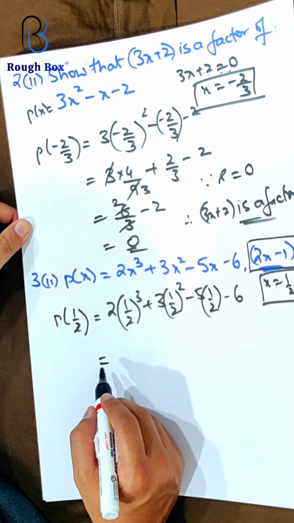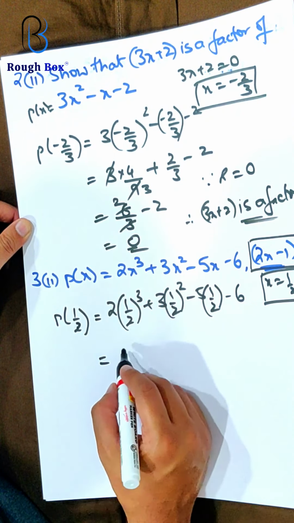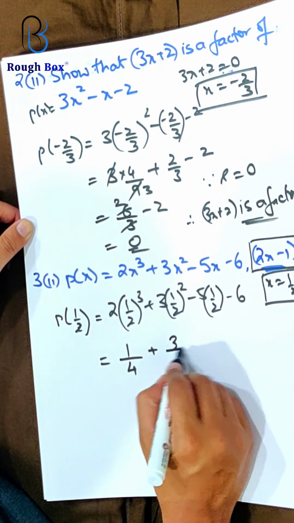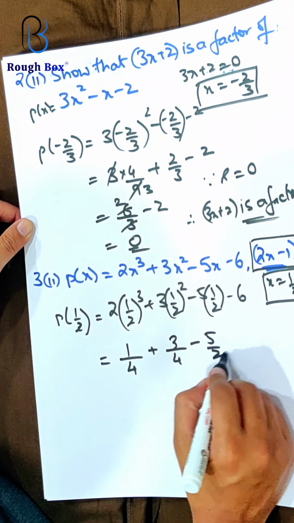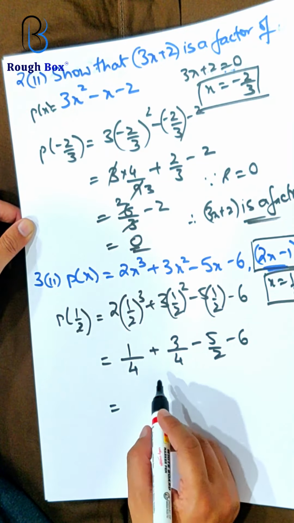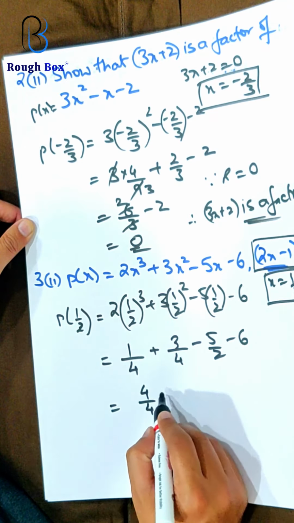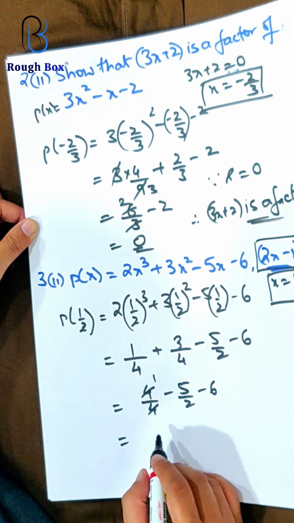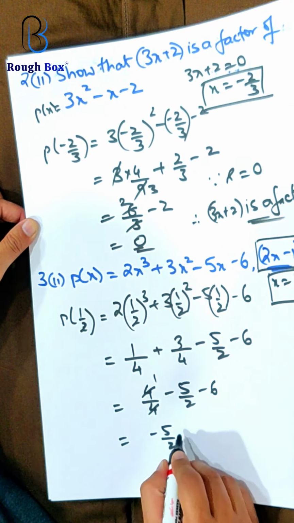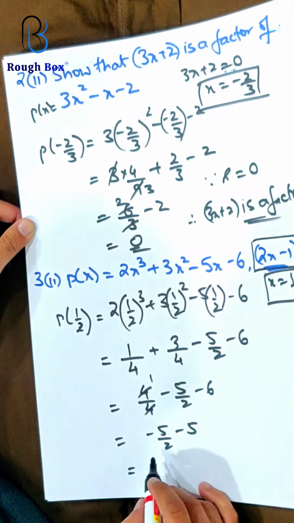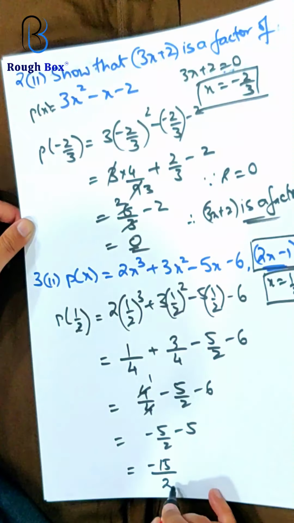So 1 2 gets cancelled. So I will get 1 upon 4 plus 3 upon 4 minus 5 upon 2 minus 6. So 3 plus 1 is 4, 4 upon 4 is what I can write here, which is 1. Minus 5 by 2 minus 6. So 1 minus 6 gives me minus 5. So minus 5 by 2 minus 5. LCM 10. So minus 5 minus 10 gives minus 15 by 2.